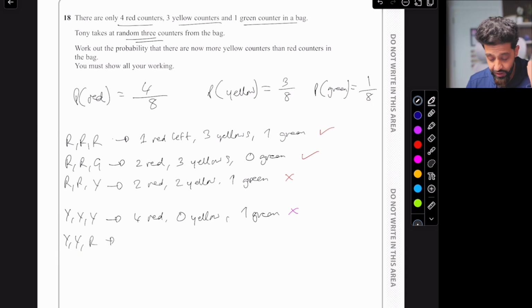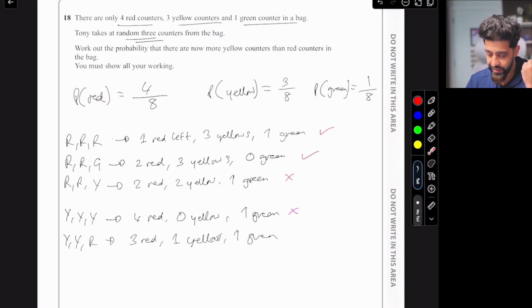So with 2 yellows and the last one being a red, that means we've got 3 reds now. 2 yellows taken, so 1 yellow left from the 3 that we had, and 1 green. In this example, again, is yellow more than red? No, it's not, so we don't want that. Yeah, we want the tick ones. We're going to work out the tick ones in a bit, okay?